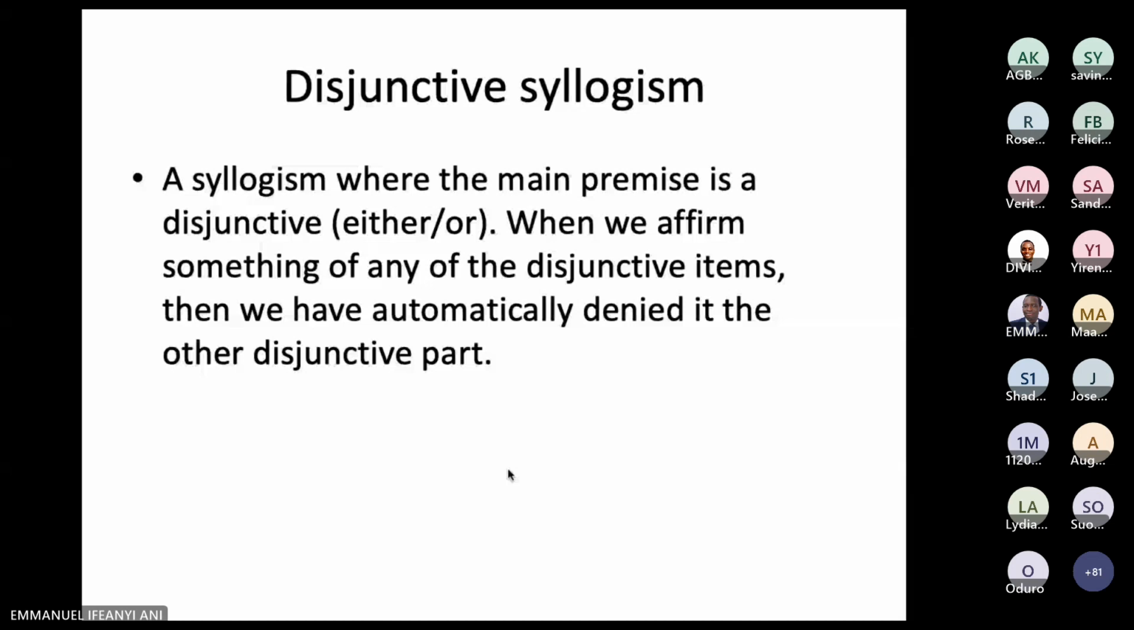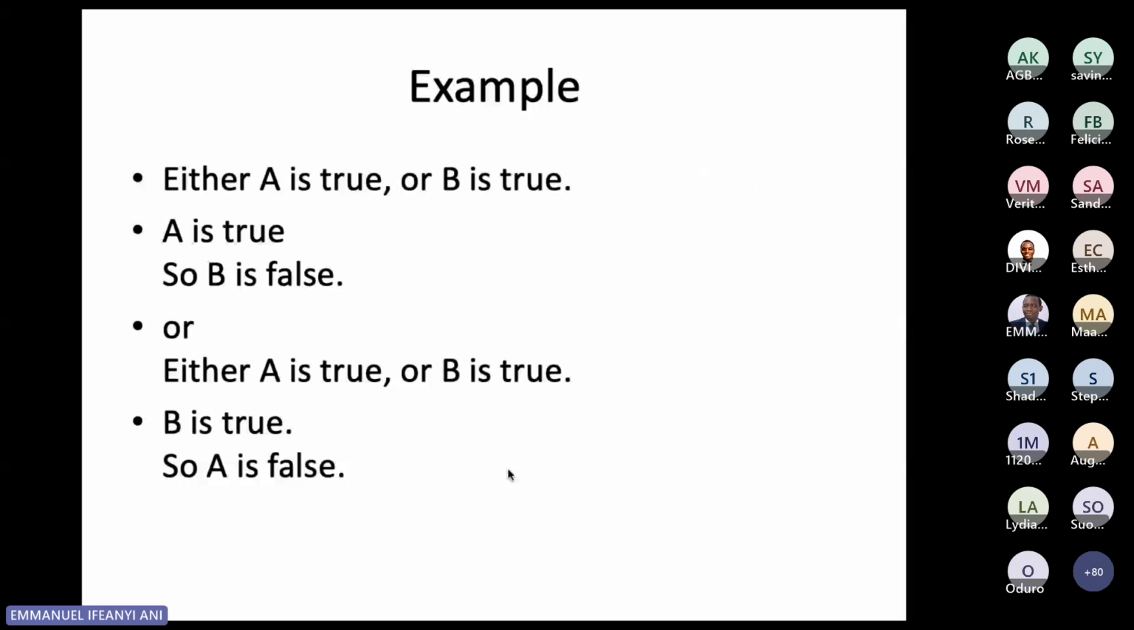Okay. Either A is true or B is true. B is true, so A is false. So this is what we call a disjunctive argument. It rests on an either or premise.